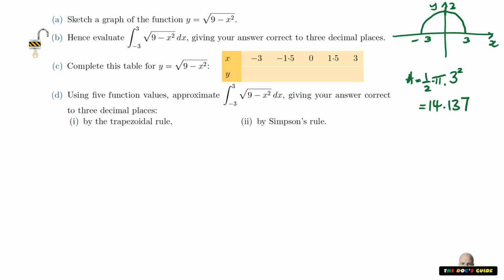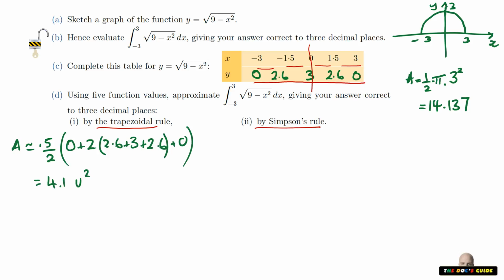So 14.137 square units. Complete the table, so putting those values of x in, we get these values of y. So these are the function values. So already you can probably see that we've got 5 function values here. You can imagine that that would be 2 applications, these 3 and then these 3. So we've got 4 strips, those distances there. So using those, find the area by both the trapezoidal rule and by Simpson's Rule.